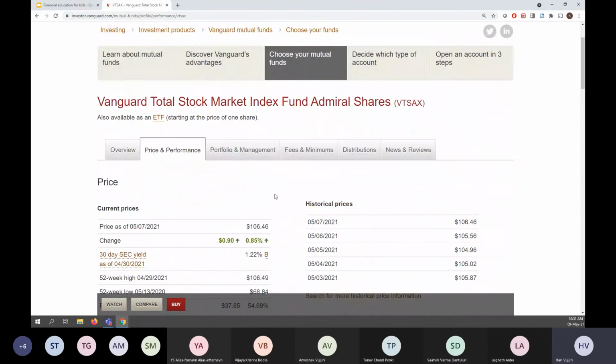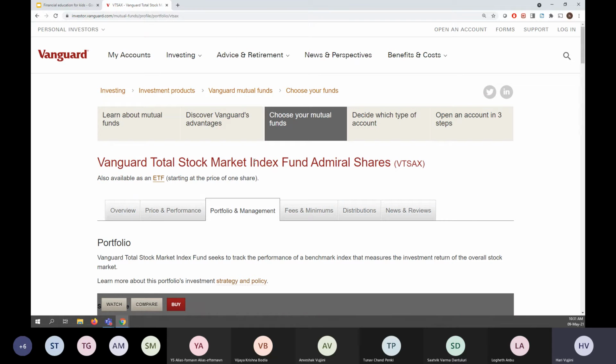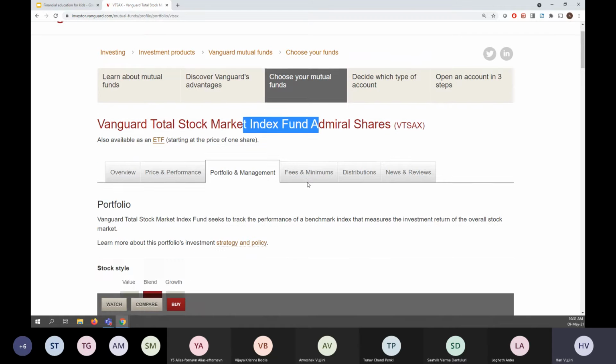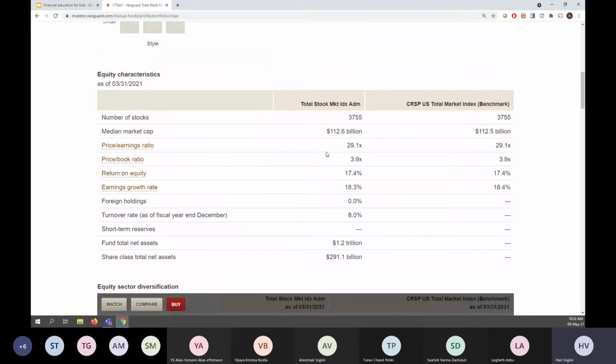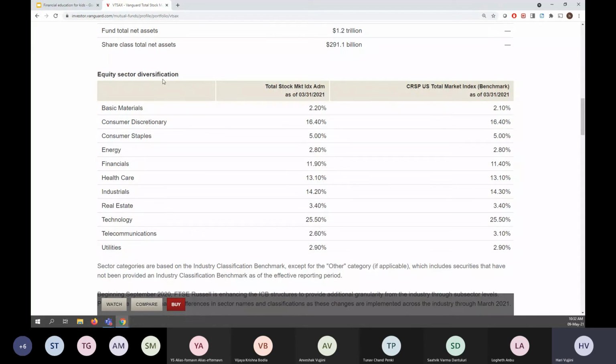Let's see which companies this index fund is owning, right? So this is a total market index fund. It owns a tiny bit of all the companies. They have about 3,700 stocks. The total number of stocks in this index fund is 3,755. You remember I told you they are owning all sizes of companies. It's not just the top S&P 500. They are owning small, medium, and large companies in this index fund. And in those companies, which are the sectors?